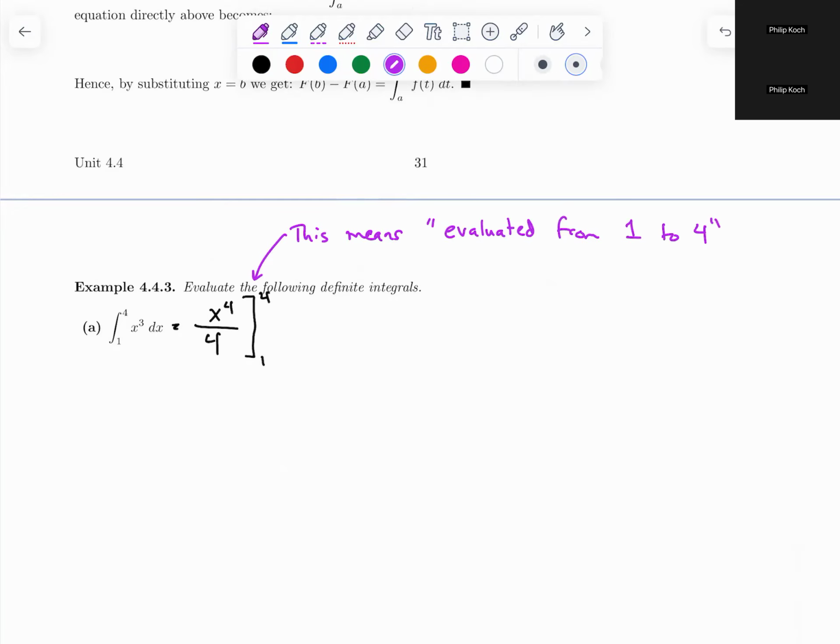And so all we need to do then is plug in the 4 into the antiderivative, x to the 4th over 4, then subtract 1 to the 4th over 4. So it equals 4 to the 4th divided by 4 minus 1 to the 4th divided by 4. That's 255 divided by 4. That's a lot faster than calculating the formula for the nth Riemann sum, wouldn't you agree? Way faster. So much nicer.